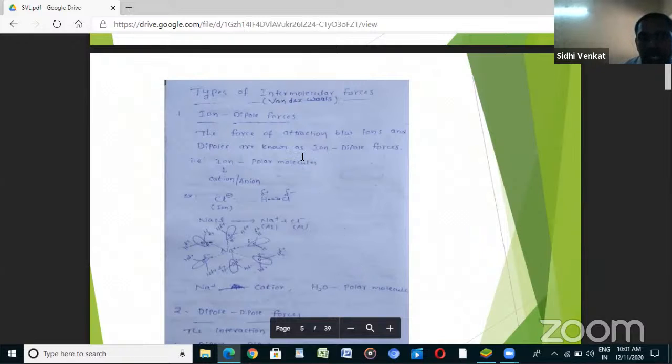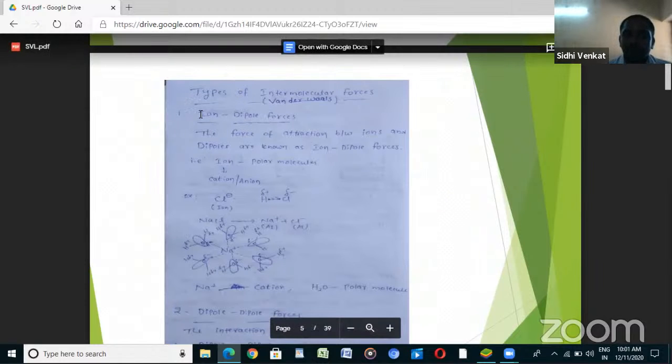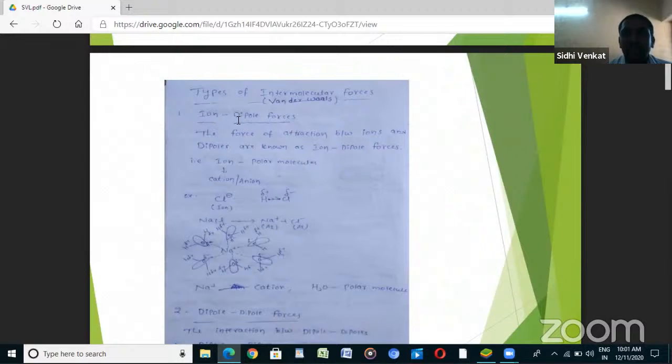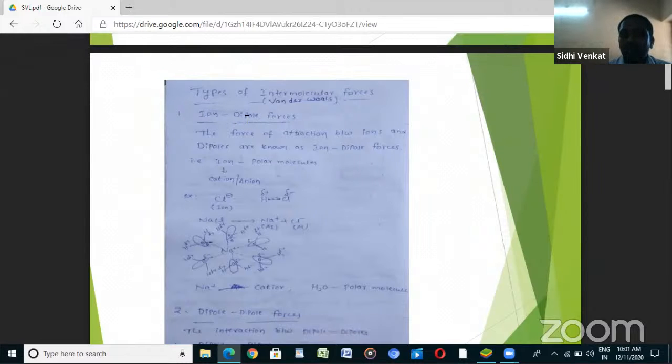First one is the ion-dipole forces. Let us discuss ion-dipole forces first. What is the force here? One is the ion, another one is the dipole. What is meant by dipole? Dipole means two poles, two charges: one is the positive charge, another is the negative charge. Look at the definition: the force of attraction between ions and dipoles is known as ion-dipole forces.